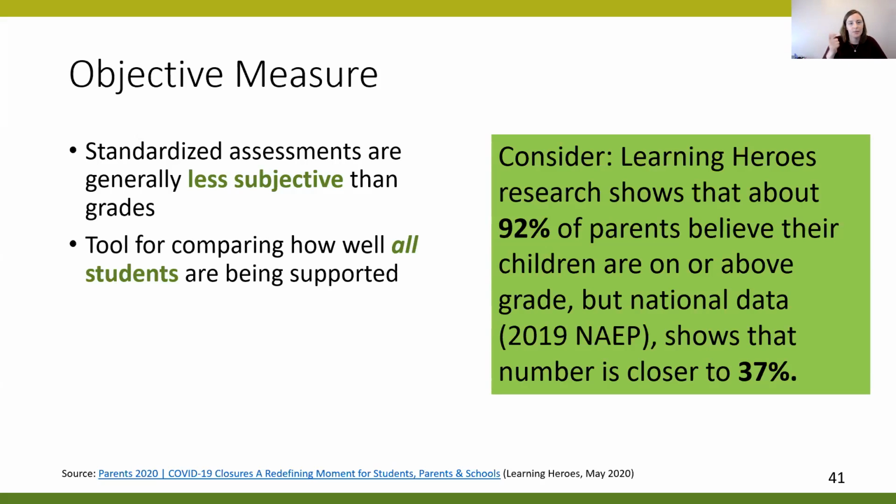And one of the things to think about with this objective measure: Learning Heroes did national research in the spring. So I believe it was April or May, after students had been home for a little while. And 92% of parents, even when their students were home more often, believed that their student was on or above grade level. But if we use the NAEP assessment, which is the highest quality national test that we have, we see that the actual percentage of students attaining proficiency is significantly lower. And so our state assessment should be an objective measure to help us get those numbers closer together so parents have a real understanding of where their student is at.